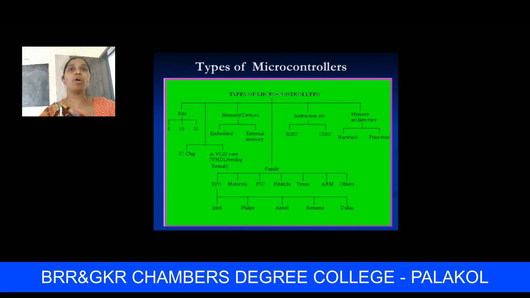And next coming to memory devices. Based on memory devices, these microcontrollers are classified into 2 types: embedded memory microcontrollers and external memory microcontrollers. And based on instruction sets, the microcontrollers are classified into 2 types. The first one is RISC based microcontrollers and the other is CISC microcontrollers. Here RISC means reduced instruction set computer, and CISC means complex instruction set computer.